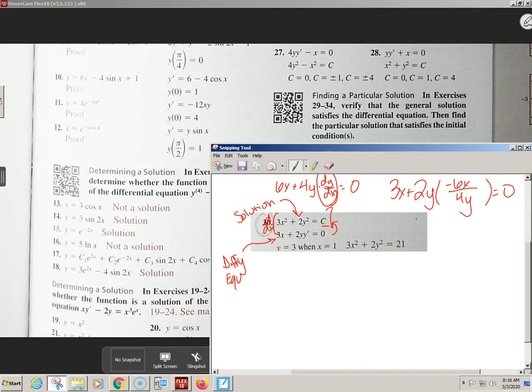Remember implicit differentiation? It's been a while. Now, what's... right? 2 times 6 is 12. 12 over 4 is 3, so I have negative 3x. Hey, have I just verified?